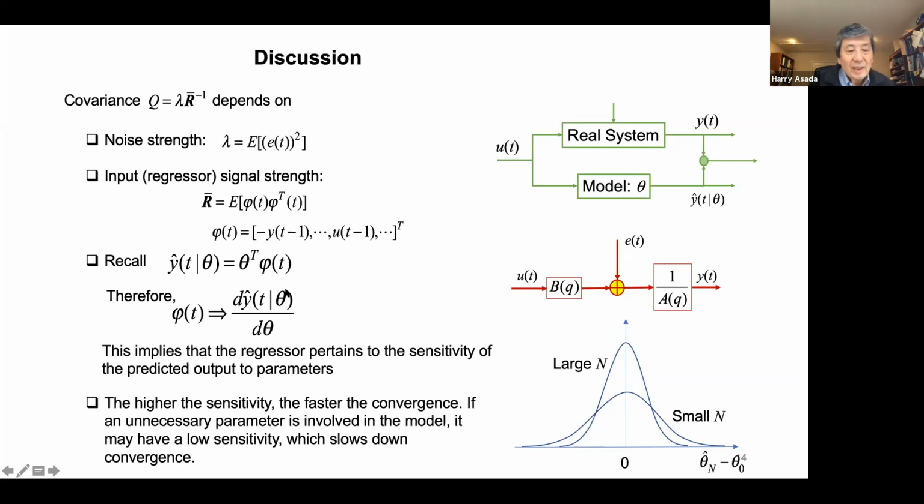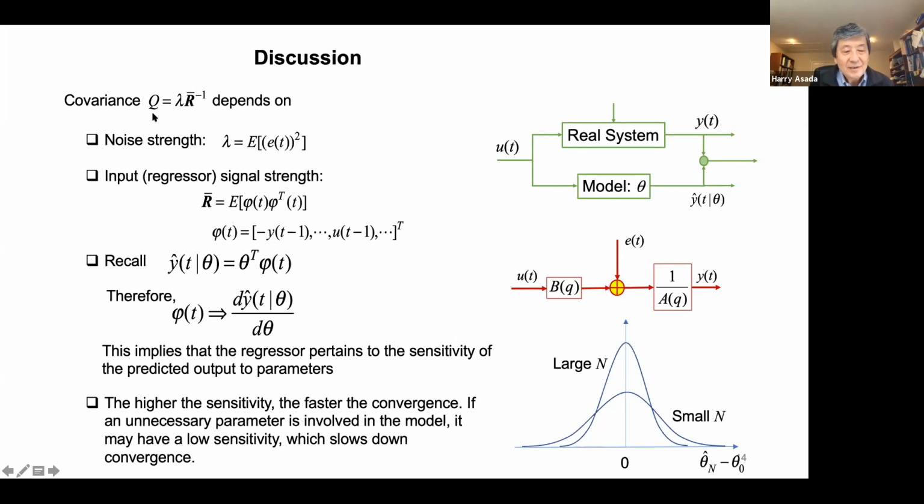On the other hand, if you include some parameter theta which is not really influencing your prediction of y hat very much, meaning that this sensitivity is low, then phi is small, R is small, R inverse is large, so Q is big.